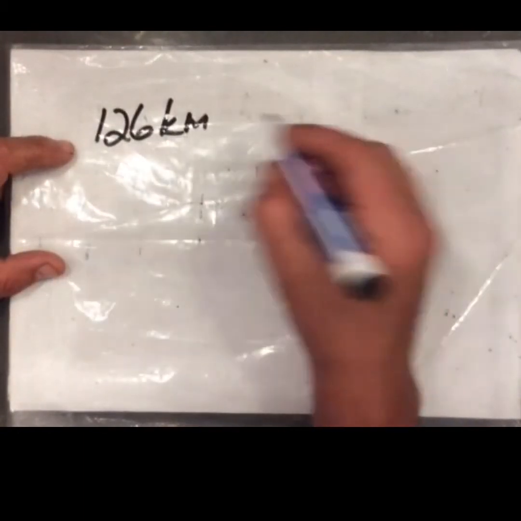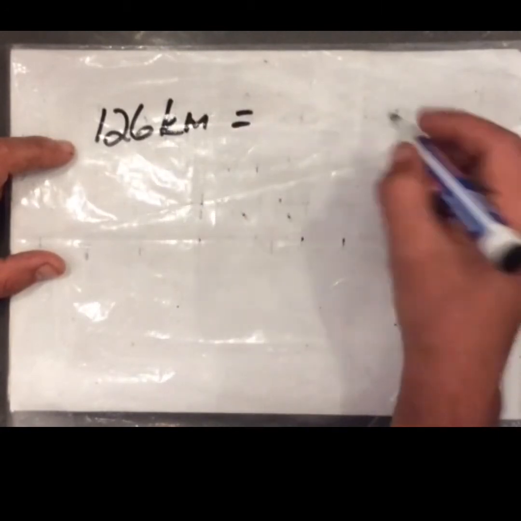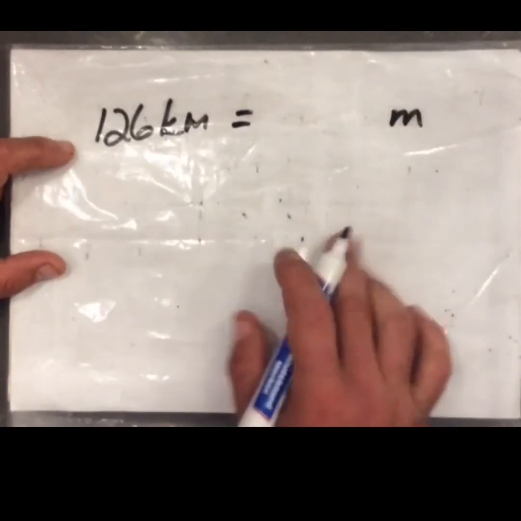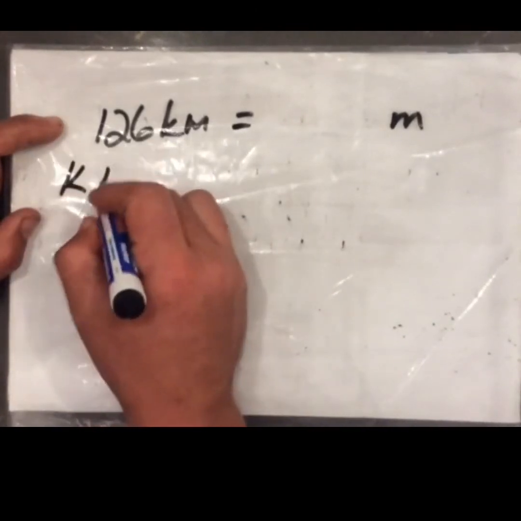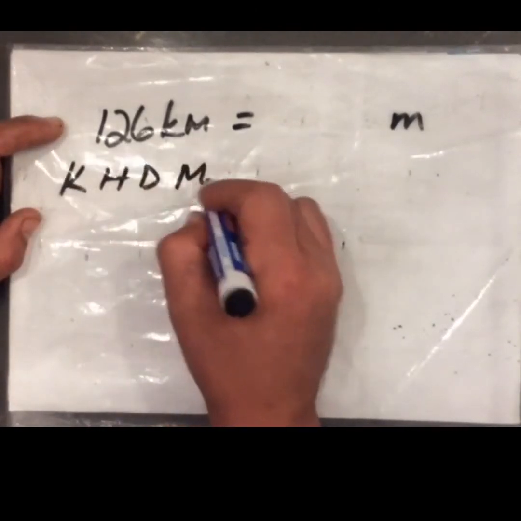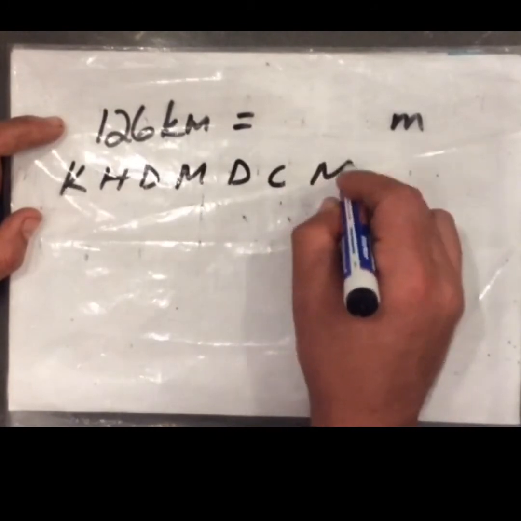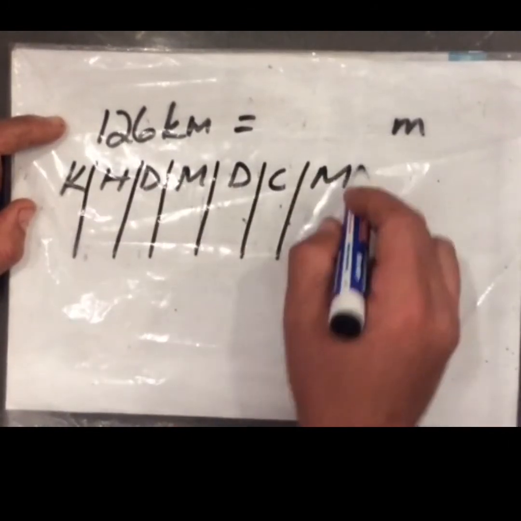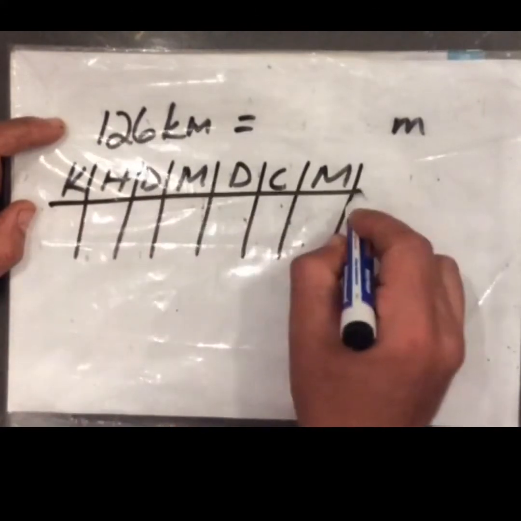Alright, let's try one more example. This is quite an important one, big numbers. Alright, so we're going 126 kilometers. Let's say we had 126 kilometers of road to drive. We wanted to know how many is that in meters. Alright, so let's see. We put our table down. This is quite easy to use. Alright, we're getting the hang of it now.